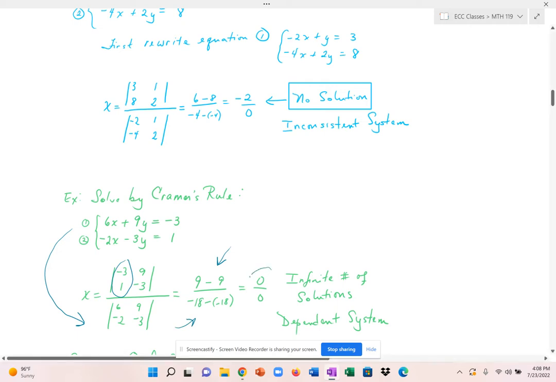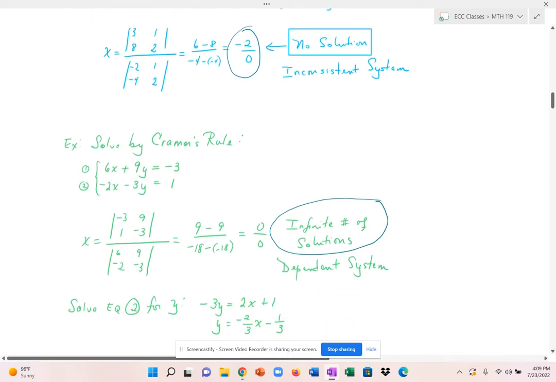This is a different result than what I got up here. When you get a 0 and a 0 in the numerator and the denominator, that is the case of a dependent system, which means there are an infinite number of solutions. So if you solved for y, you would still end up with the same result. So I didn't really show that work, but you can use Cramer's rule to figure out what y is, and you'll end up with the same scenario.